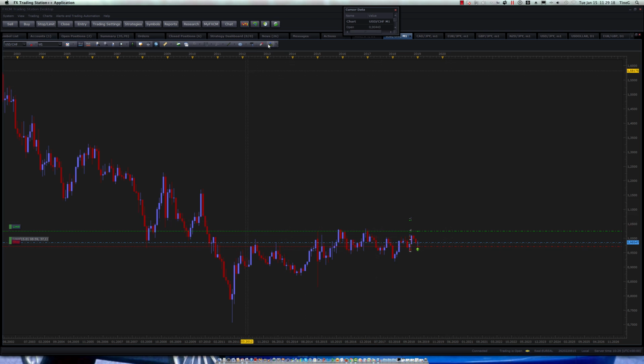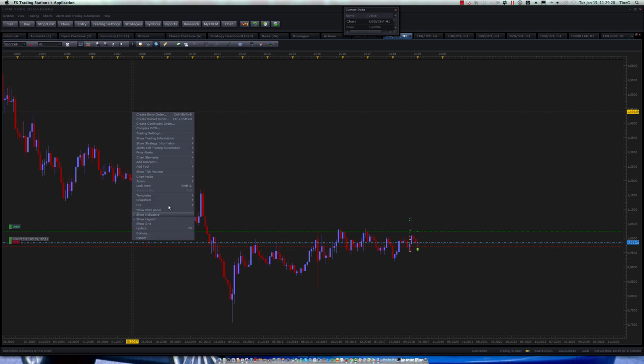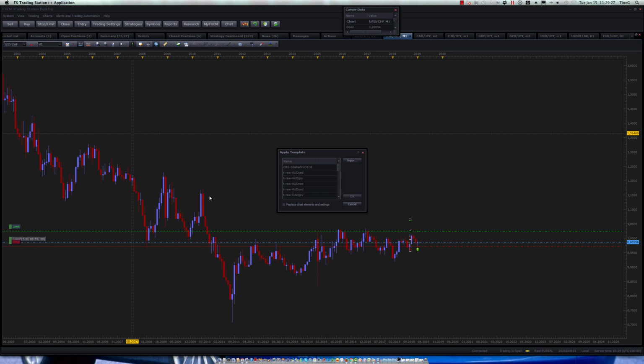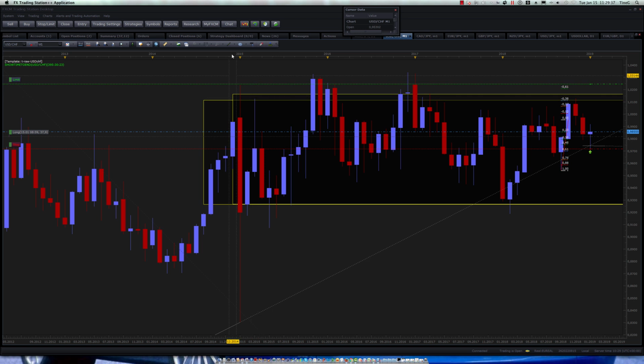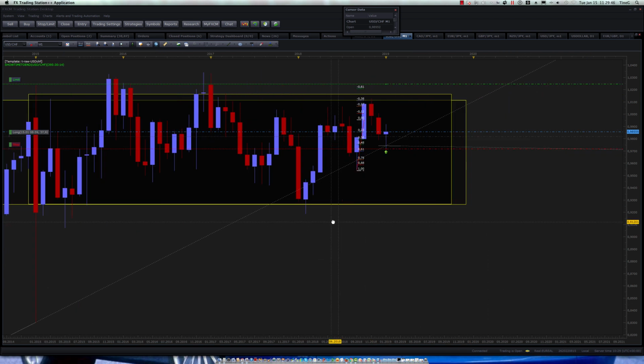As you can see, let's just apply the template, dollar Swiss, okay, there we go. This is an 800 pip range consolidation, a very large consolidation on the monthly time frame.